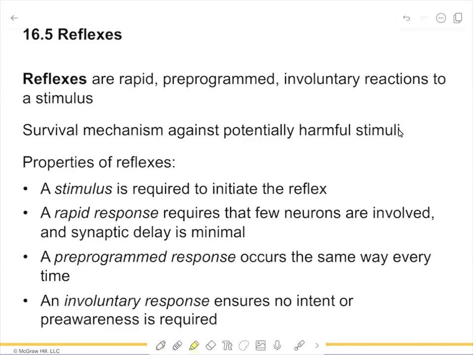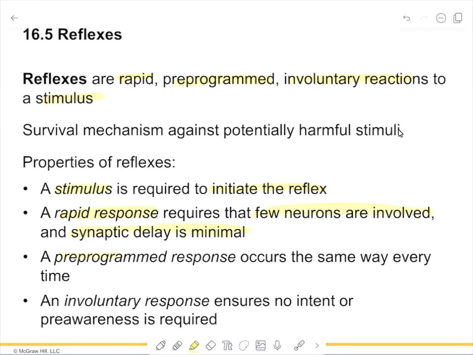Reflexes are rapid, pre-programmed, involuntary reactions to a stimulus, and they're a survival mechanism against potentially harmful stimuli. So it's important that you know the parts of a reflex. One part is the stimulus that's required to initiate the reflex. It's a rapid response that requires a few neurons involved, and there's minimal synaptic delay. So it's very, very rapid.